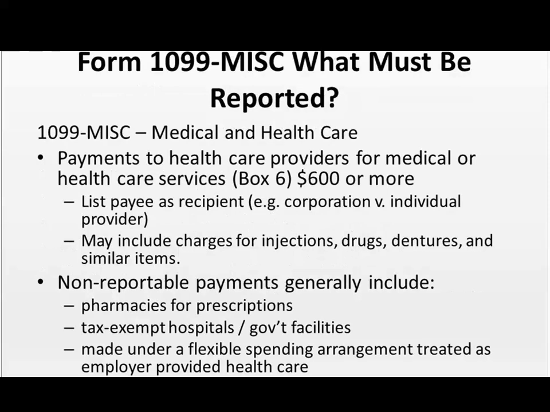Medical and health care: payments to health care providers for medical or health care services in Box 6 of $600 or more. List the payee as a recipient, whether that's a corporation or an individual provider. In some cases, both the doctor and the doctor's clinic or corporation might get paid by you, and you would need to issue a 1099 to each of them. So you're going to issue it to whoever you paid, whether that's the corporation or the individual provider.